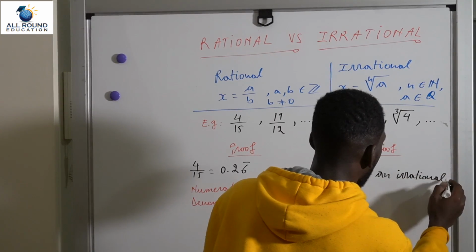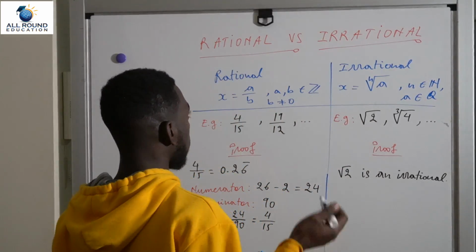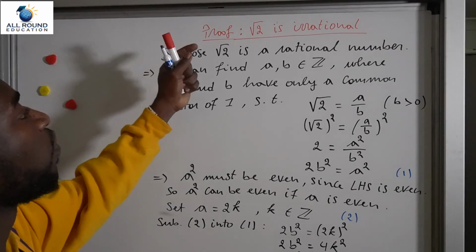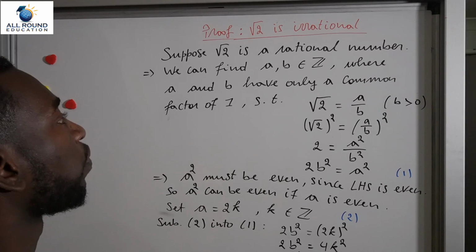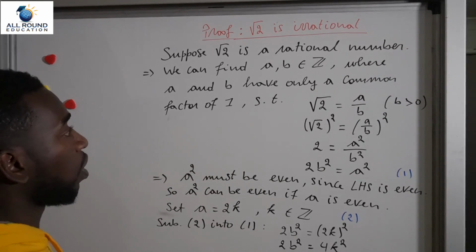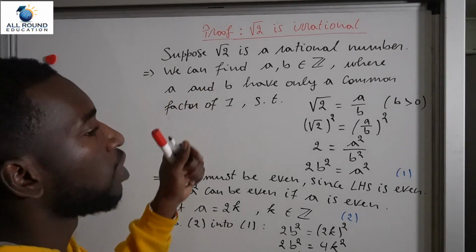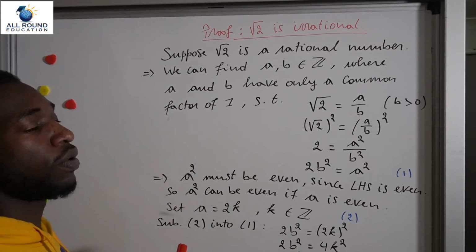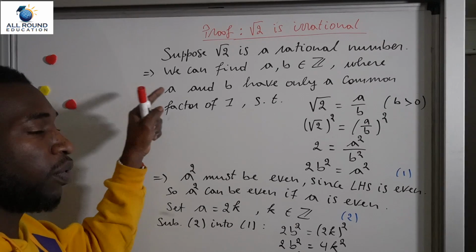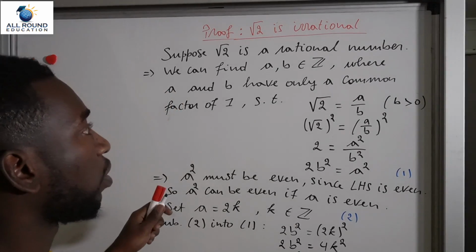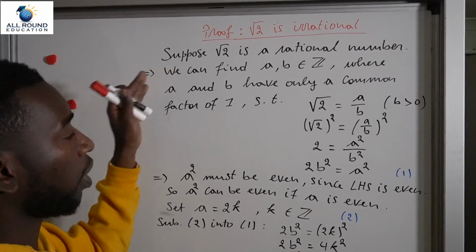Irrational, right? So this is what we are trying to prove. Let's get started. This is the proof that the square root of 2 is irrational. What we did is, suppose the square root of 2 is a rational number. Remember, I said that I'm going to prove this by contradiction. So we are proving this by contradiction.